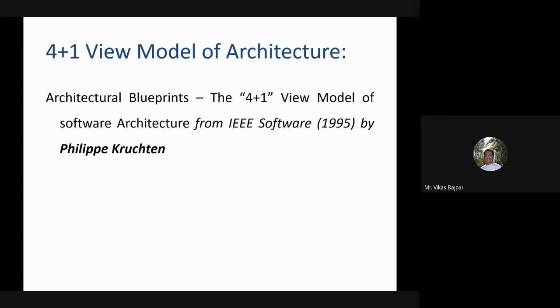Plus, if you go through the paper, this is the title of the paper: Architectural Blueprints, the 4 plus 1 view, a model of software architecture. This is from IEEE Software 1995, by Philippe Kruchten. Philippe was previously with Rational, and these days I think he's a professor at some university. Then I'll explain why this became very popular, plus why this was accepted largely. Those things we'll discuss in the next few slides.